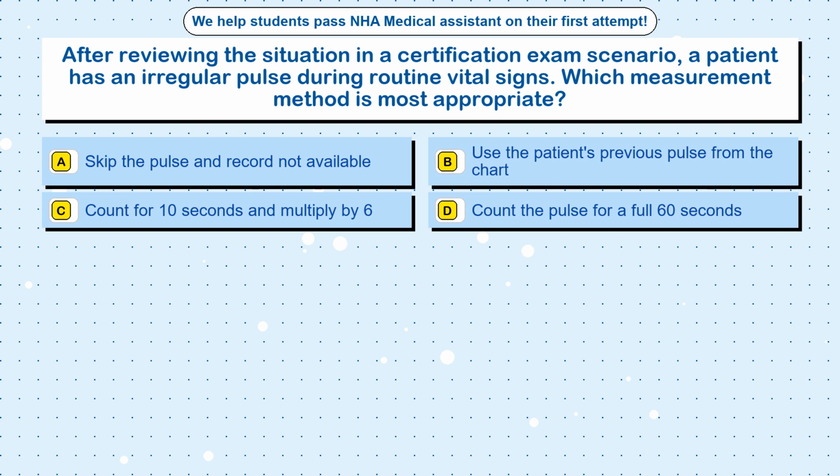Question 2. After reviewing the situation in a certification exam scenario, a patient has an irregular pulse during routine vital signs. Which measurement method is most appropriate? Option A, skip the pulse and record not available. Option B, use the patient's previous pulse from the chart. Option C, count for 10 seconds and multiply by 6. Option D, count the pulse for a full 60 seconds.